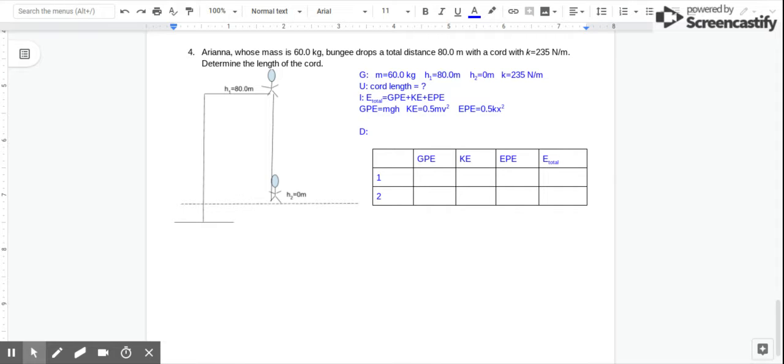Here is question number 4 from 2.09, practice number 1. Ariana, whose mass is 60.0 kilograms, bungee drops a total distance of 80 meters with a cord with K equals 235 newtons per meter. Determine the length of the cord.